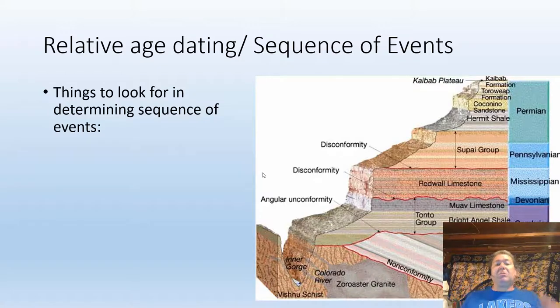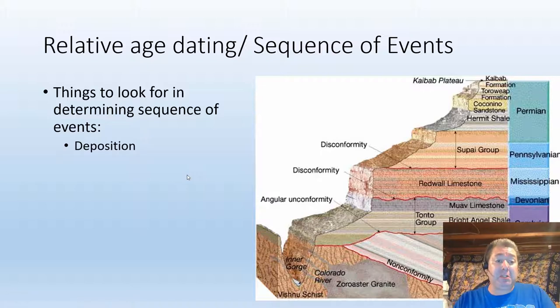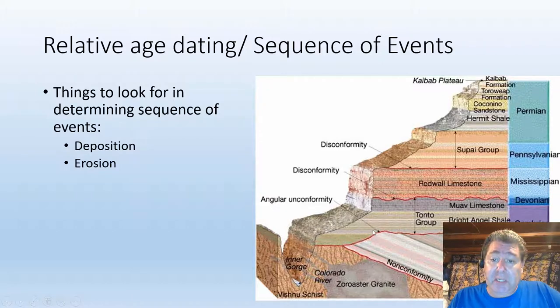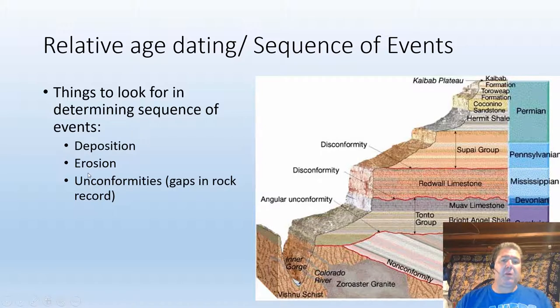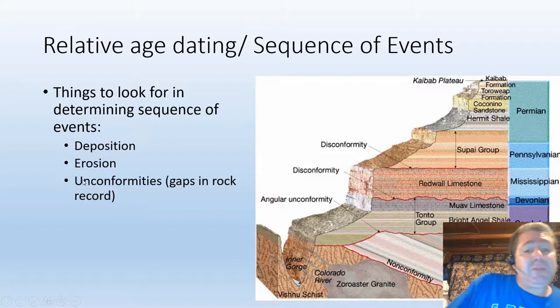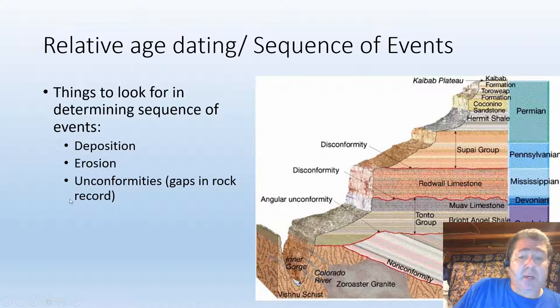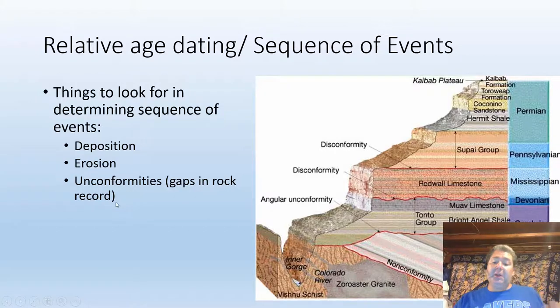So things that we want to look for when we're trying to determine sequence of events: deposition, right? Younger units on top of older units. Erosion, and we looked at that, right? And we might see areas where there's what we call disconformities, or an angular unconformity, where we know there was a period of erosion. We can look for telltale signs, or we can look at the fossils, see if time is missing, right? And erosion also marks times of unconformities, which are gaps in the rock record. There are other types, but if there's an erosion surface, that's definitely an unconformity.